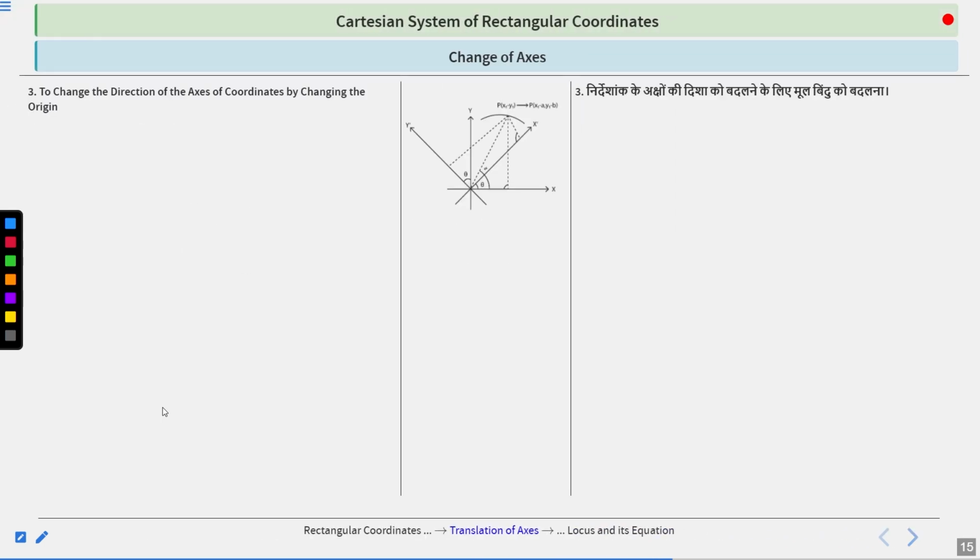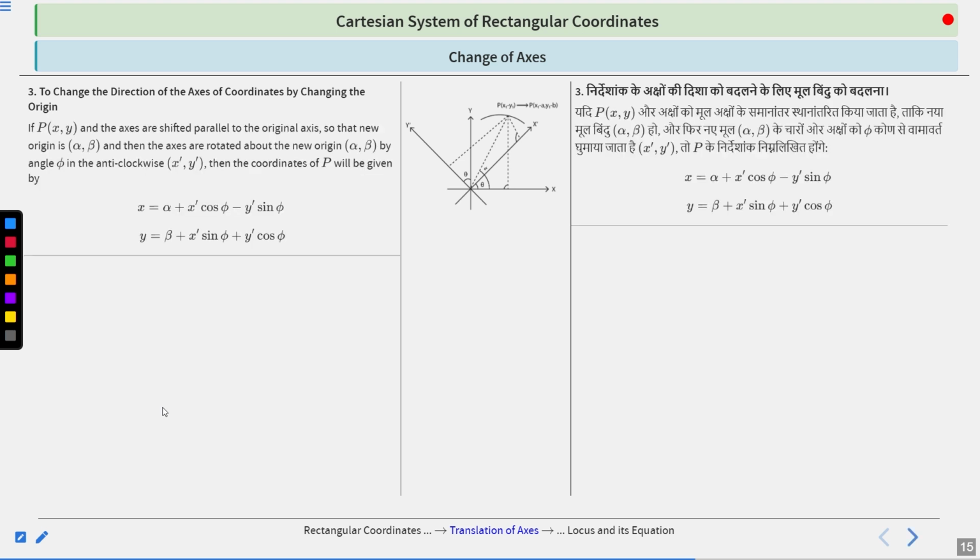Okay, let us see how to change the direction of the axis of coordinates by changing the origin. If P(x, y) and the axes are shifted parallel to the original axes so that the new origin is (alpha, beta), and then the axes are rotated about the new origin (alpha, beta) by angle phi in the anti-clockwise direction, x' y', then the coordinates of P will be given by x = alpha + x' cos phi - y' sin phi, and y = beta + x' sin phi + y' cos phi, right? Got it?